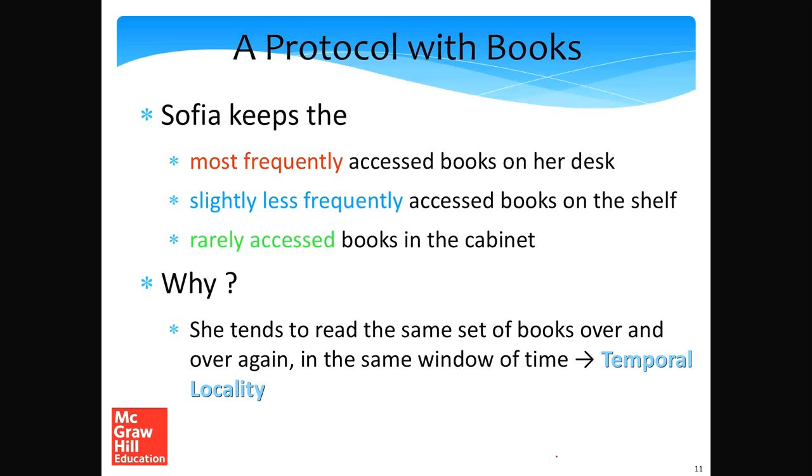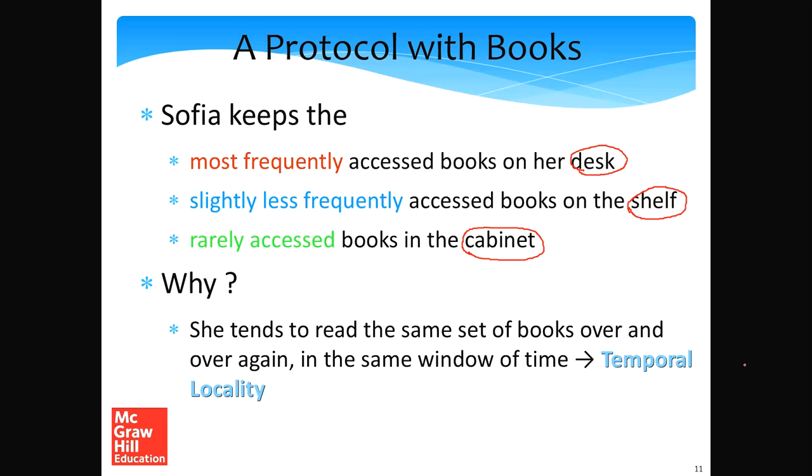She can keep the slightly less frequently accessed books on the shelf. Some reference books can be kept on the shelf, which are not used all the time, but can be used sometimes. And the rarely accessed books, which she hardly ever reads, and there will be many, many such books, can be kept in the cabinet. So what is most important is we need to note these 3 words: a desk, a shelf, and a cabinet.